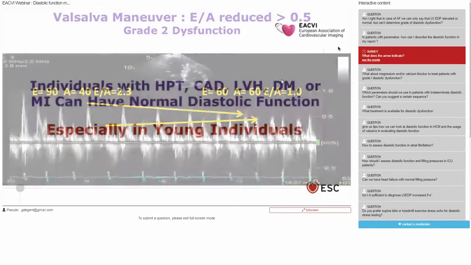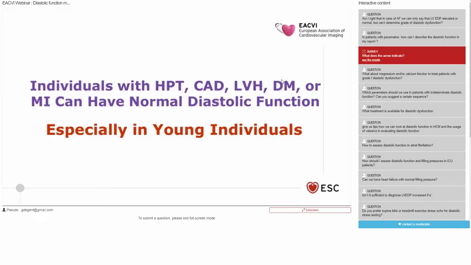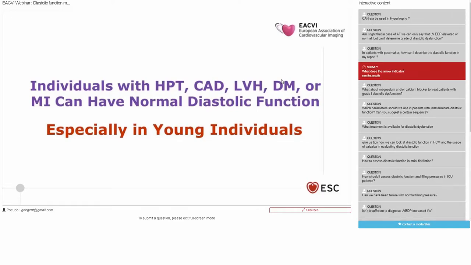So the point of this case is that individuals with hypertension, coronary disease, LVH, diabetes mellitus, or myocardial infarction can have normal diastolic function. That's a problem, especially in young individuals. And the current guideline kind of forces us to diagnose diastolic dysfunction in all individuals with any of those clinical histories or echo findings, but we have to be very careful with younger individuals because they can still have relatively normal diastolic function even with that clinical information. It's slightly different from Dr. Popescu's patient that you already saw.